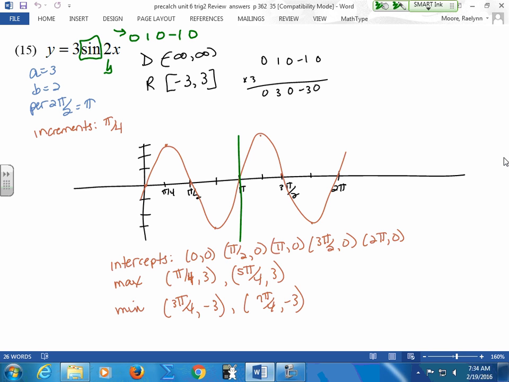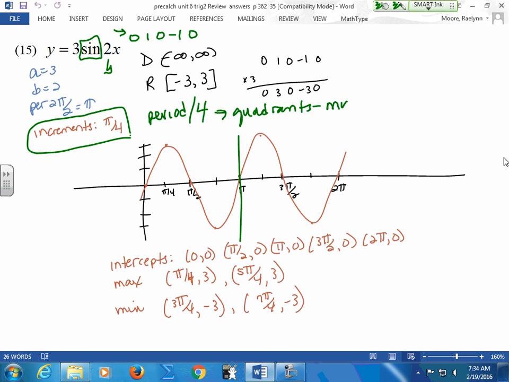Okay. And don't forget, even though this is an endless curve, we're just graphing this little section, whether I go from negative 2 pi to positive 2 pi or 0 to 2 pi. What's key here is this: always take your period and divide it by 4. This gives you your quadrants. This is what's giving you your mins, your max, and your zeros. Okay, and remember radians. Everything's in radians.